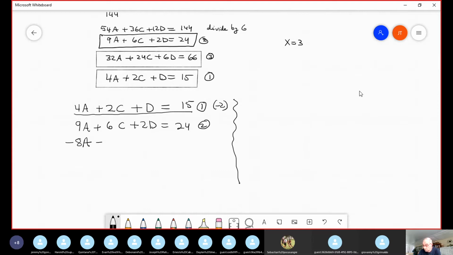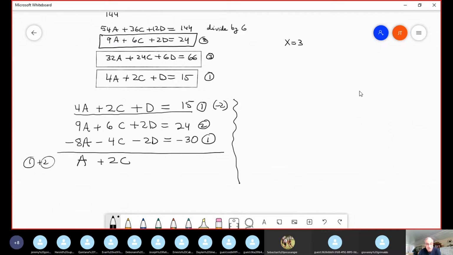Minus 4C, minus 2D, this was the intention, equal minus 30. Same equation 1. Okay? Now ready to add equation 1 plus equation 2. This is 1A positive, 2D, 2C, sorry, 2C. This is canceled. And this is -6. And this is equation 4.